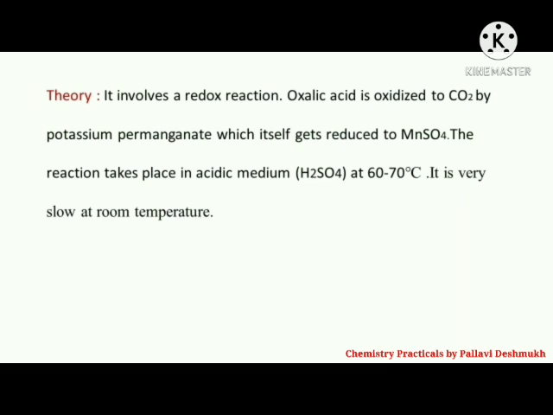The theory behind this is an example of a redox reaction. Oxalic acid is oxidized to CO2 by the oxidizing agent, potassium permanganate, which itself gets reduced to MnSO4. The reaction takes place in an acidic medium. This reaction is very slow at room temperature and therefore carried out at 60 to 70 degrees Celsius.